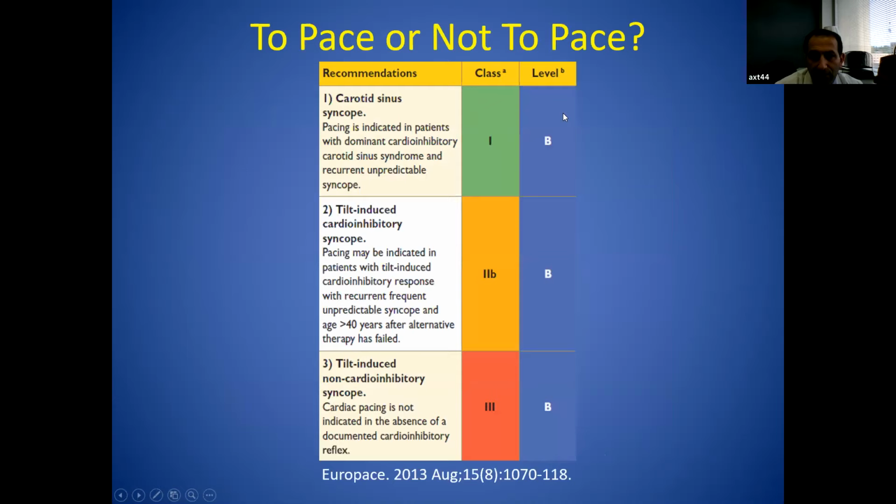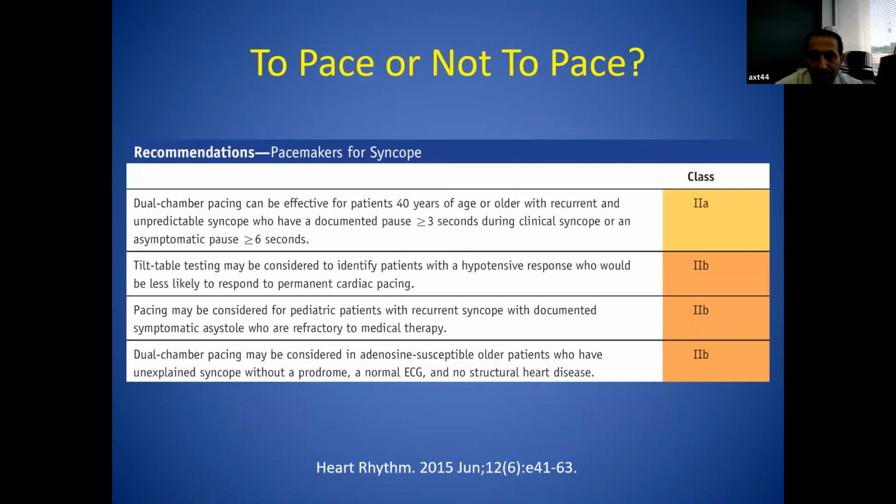And that made it basically to the national guidelines. Dual chamber pacing can be effective for patients 40 years of age or older with recurrent and unpredictable syncope who have a documented pause of more than 3 seconds during syncope, or an asymptomatic pause of more than 6 seconds. So this recommendation comes from the Issue 3 study. Tilt table testing can be considered to identify patients with a hypotensive response who would be less likely to respond to permanent pacing. That's also from the subset of the Issue 3 study.